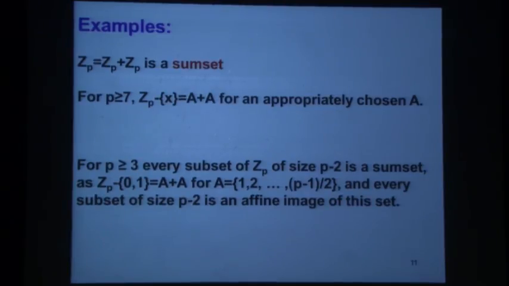But when I looked at it this morning, it seemed to me that it's wrong. So I erased it. But definitely, it's true that every subset, if you omit one element, then it's not difficult to write an expression. And here is also an argument that for every P at least 3, let's say, if you delete 2 elements, then it's a sum set.